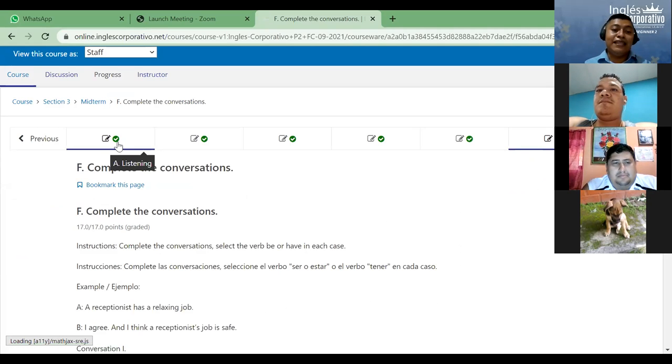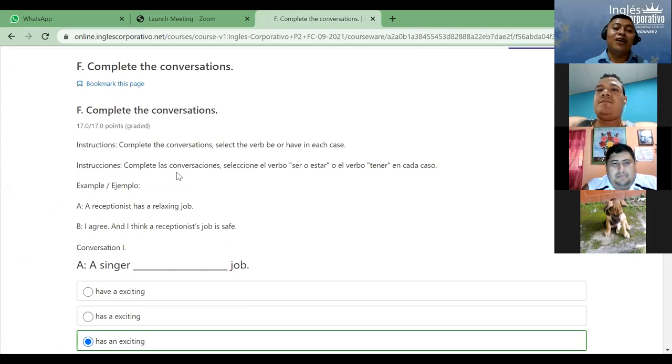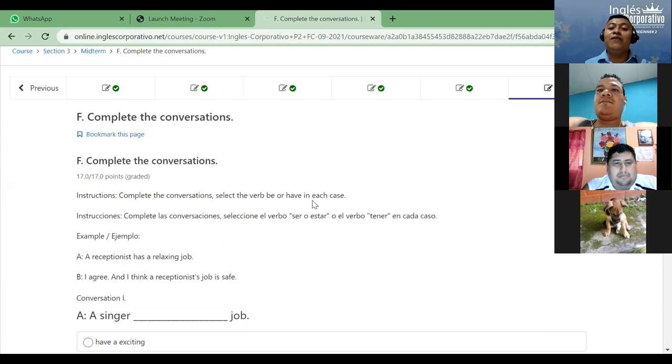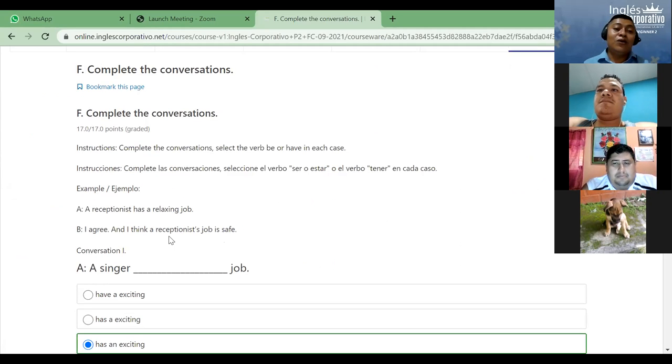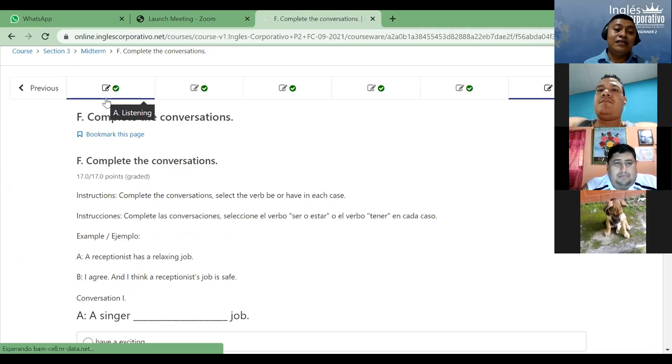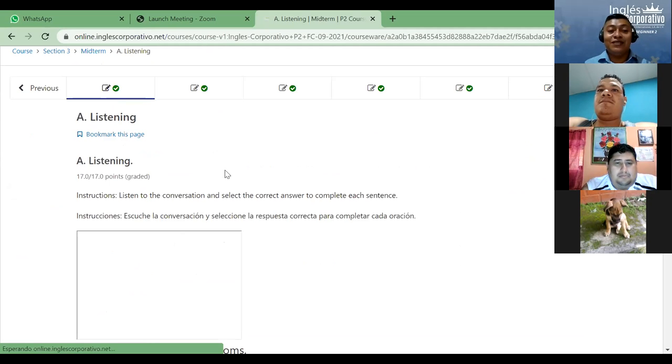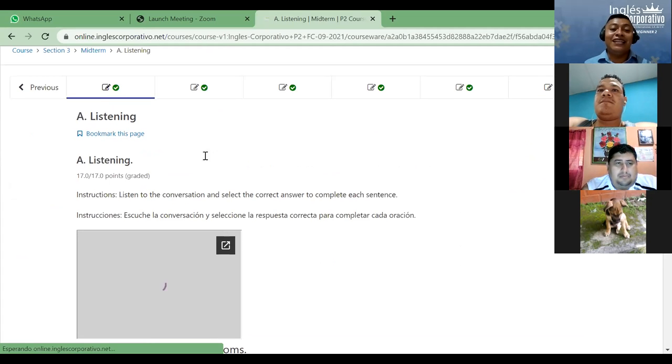So look at this. In the first part, the instructions are the following. Complete the conversation, select the verb be or have in each case. Tenemos que escoger, ¿verdad? El verbo to be o el verbo have in each case. So let's see this. That is not the first part, that is the last one. This is the first part, listening.